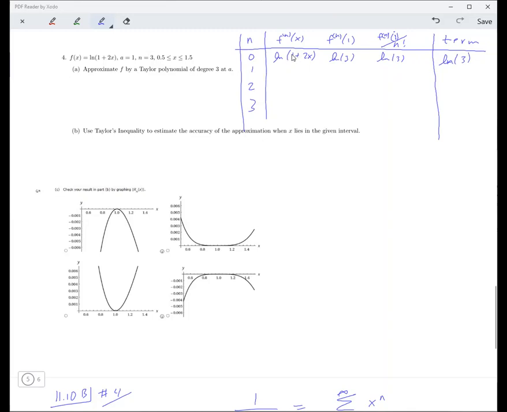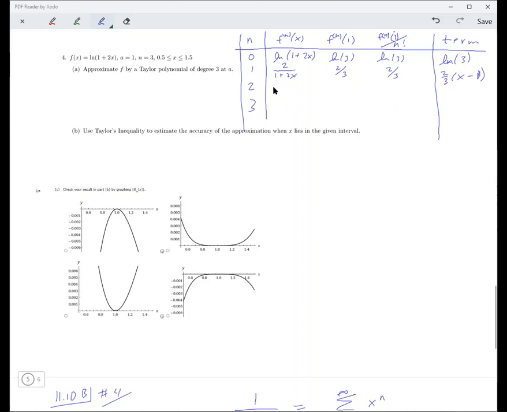Okay, the first derivative is going to be 1 over 1 plus 2x times the derivative of 2x, which is 2. If you put a 1 in here, you get 2 over 3. And of course, that's 2 over 3 because you're dividing by just 1 factorial. So that's 2/3 x minus 1.